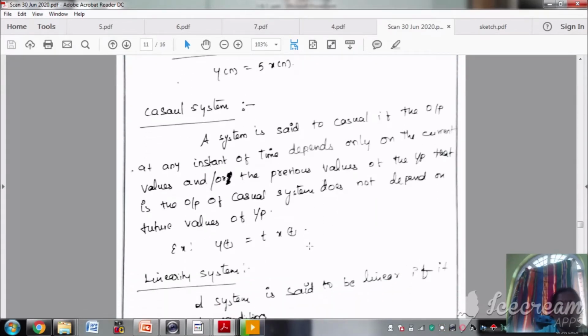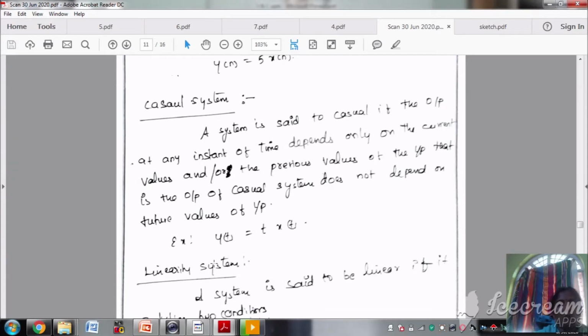Next, causal system. A system is said to be causal if the output at any instant of time depends only on the current value and or the previous values of the input. That is, the output of a causal system does not depend on future values of input. For example, y of t is equal to t into x of t. Suppose the system depends upon future values, that is x of t plus 1, then it is said to be a non-causal system.